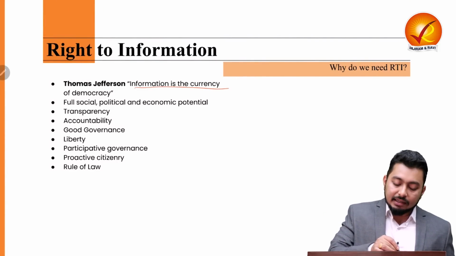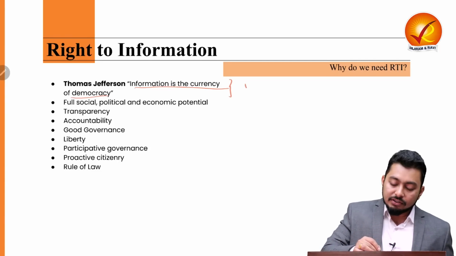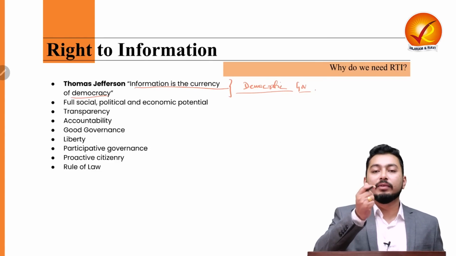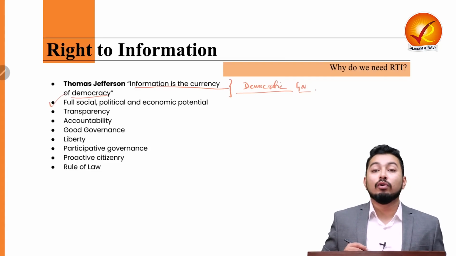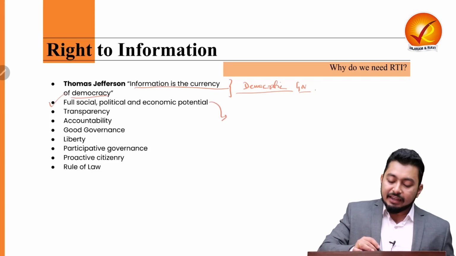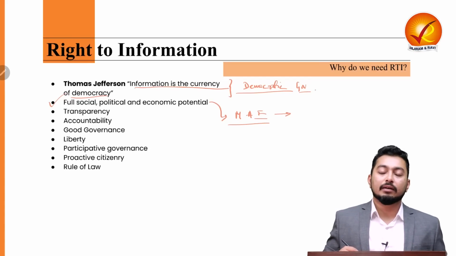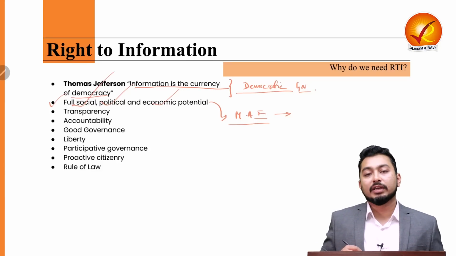Now let's understand why we need right to information. Information is the currency of democracy. This was said by Thomas Jefferson. That means somewhere down the line, democratic governance requires free flow of information, and more particularly the information coming from public sources. Then we need to achieve our full potential. Your life and liberty is not about mere animal existence, which was held in Maneka Gandhi versus Union of India.